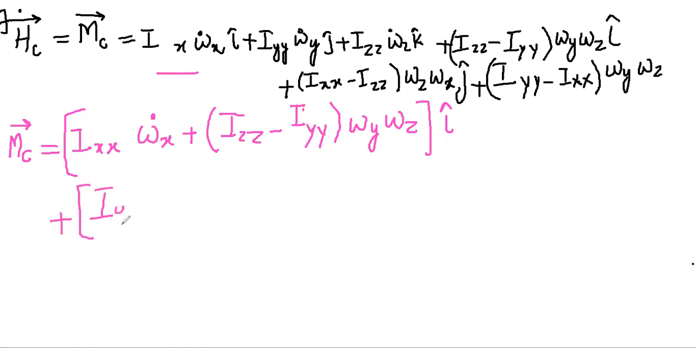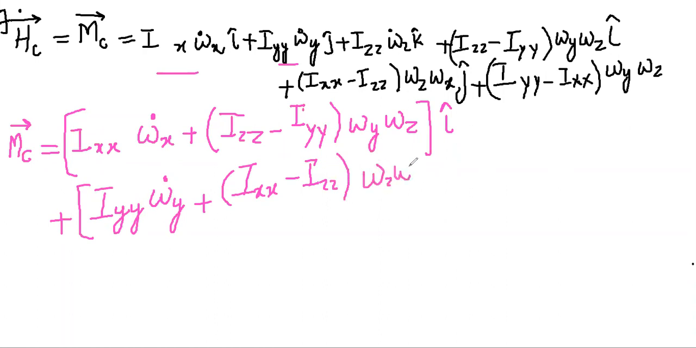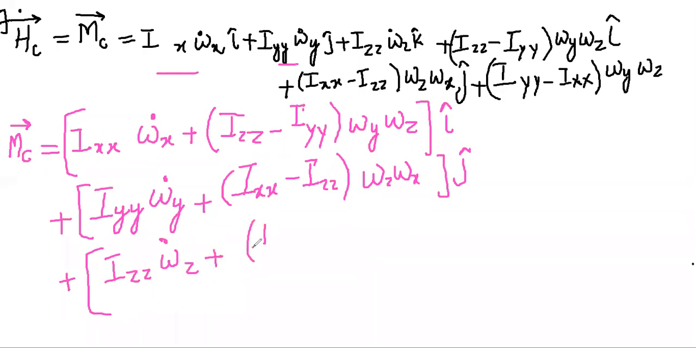Then the j caps together, plus Iyy omega y dot, with plus (Ixx minus Izz) omega z omega x, j cap, and the last one plus Izz omega z dot, the derivative of the angular velocity, plus (Iyy minus Ixx) omega x into omega y multiplied by k cap.